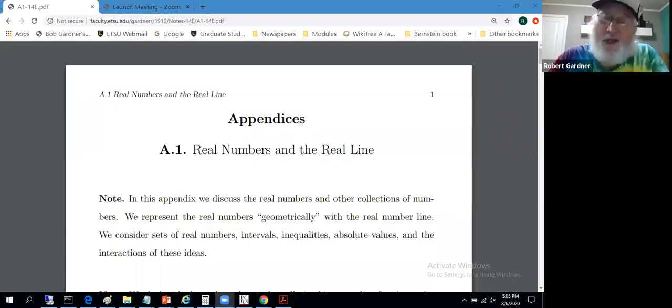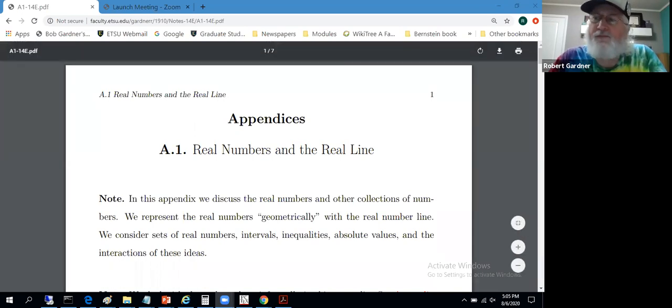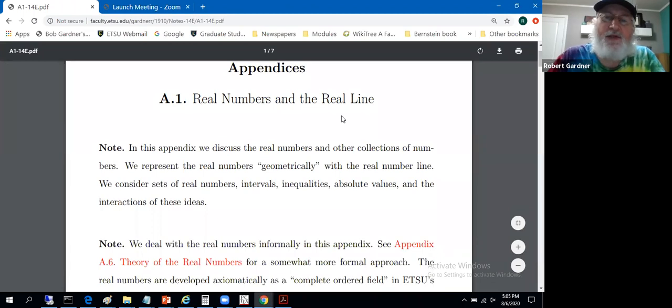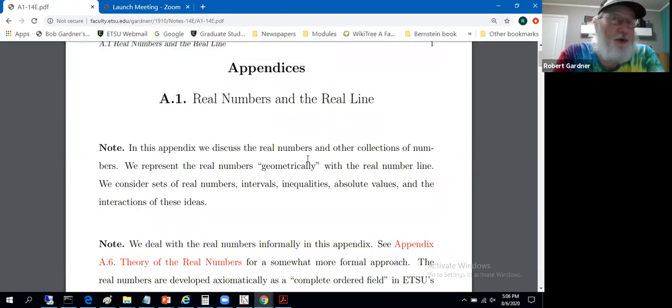Welcome to Calculus 1. Let's start in the beginning, which is actually in the appendix. Appendix A1 is entitled The Real Numbers and the Real Number Line. And what we'll do in this appendix is discuss the real numbers and some other collections of numbers. We'll represent the real numbers geometrically on the real number line. And we'll consider some sets of real numbers, intervals in particular.